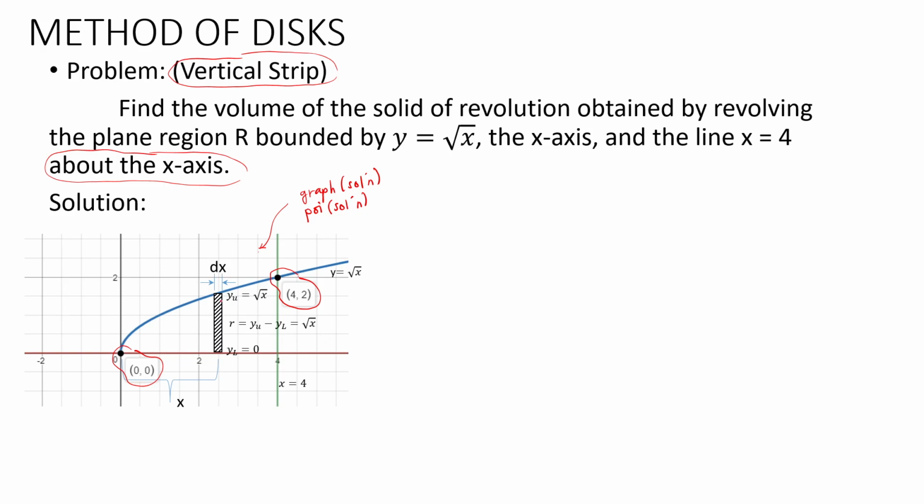Right, so we're going to rotate first the vertical strip. Since we know we're going to rotate about the x-axis, after generating your graph, you're going to create a vertical strip. And then of course, you're going to label your parts. So this one is y top. Y top is touching the blue graph, that will be y equals square root of x. And then y bottom or y lower is touching the x-axis, which is equal to 0. So if we're going to determine the radius, that will be y top minus y bottom. So that will be square root of x minus 0, which is just square root of x.